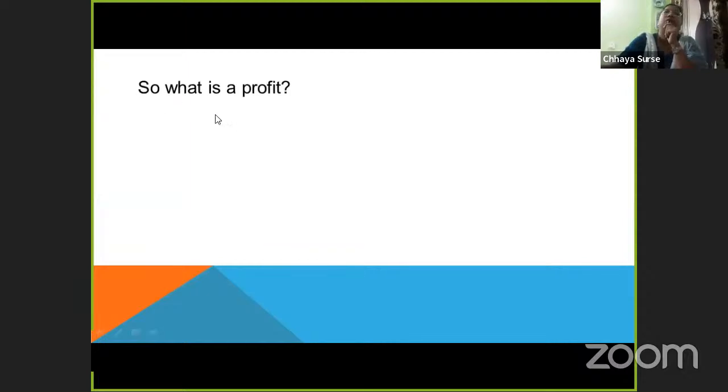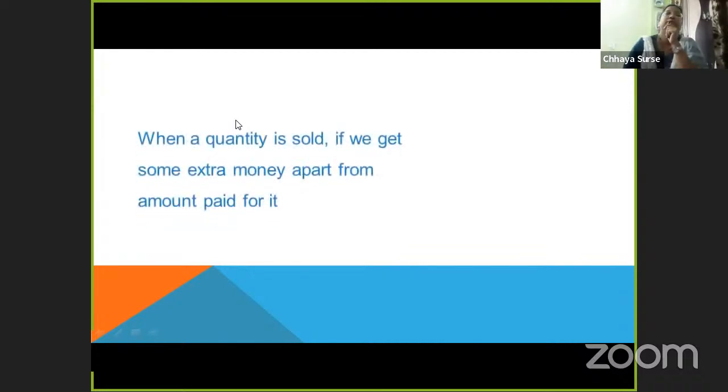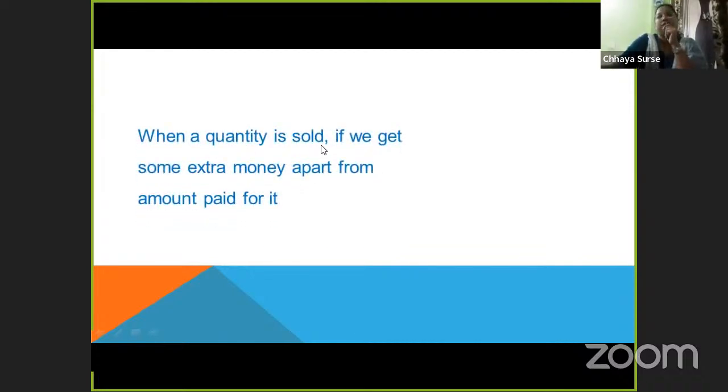So what is a profit? Now we learned what a profit is. Profit means when a quantity is sold, we get some extra money apart from the amount paid for it. Because John paid 500 rupees, but he got 800, which means he got 300 rupees extra. In mathematical language, we call that a profit. Clear?